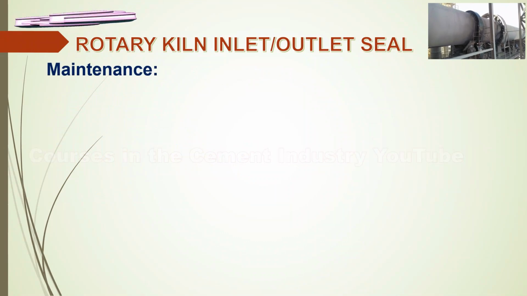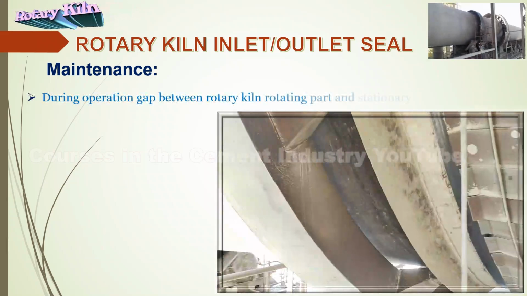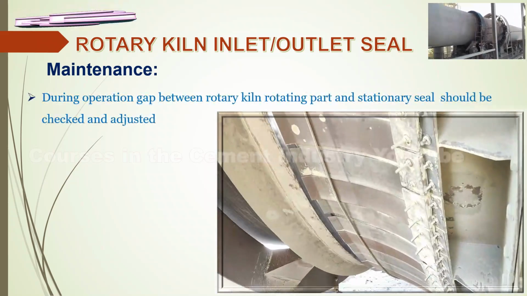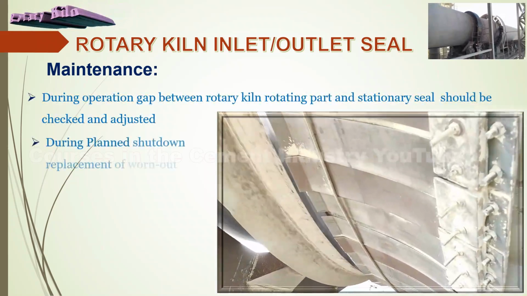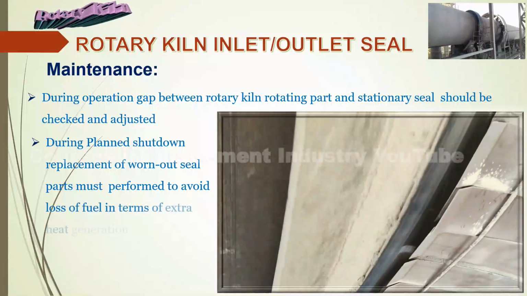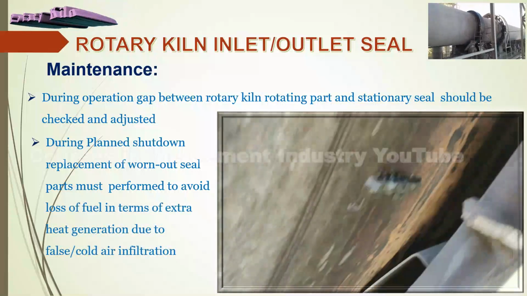Maintenance. 1. During operation, the gap between the rotary kiln rotating part and the stationary seal should be checked and adjusted. 2. During planned shutdown, replacement of worn out seal parts must be performed to avoid loss of fuel, in terms of extra heat generation, due to false and cold air infiltration.